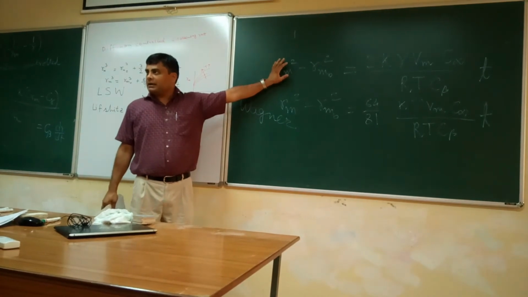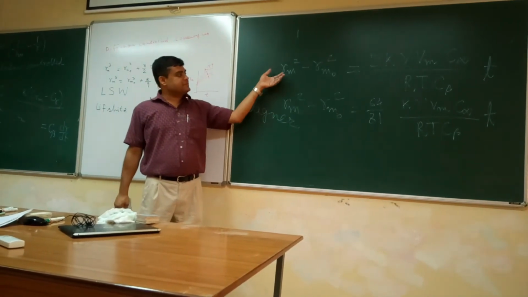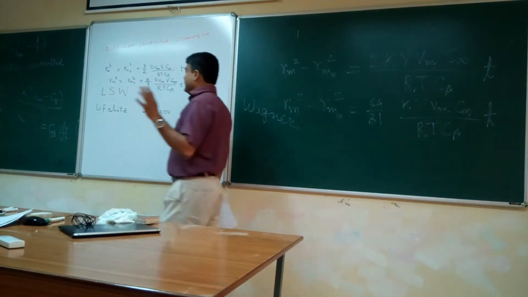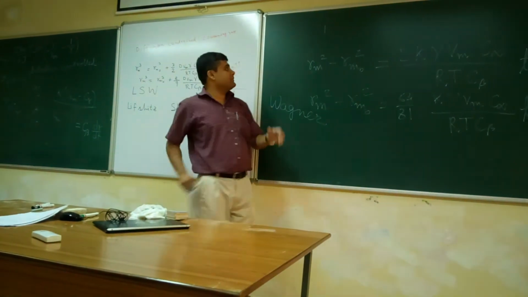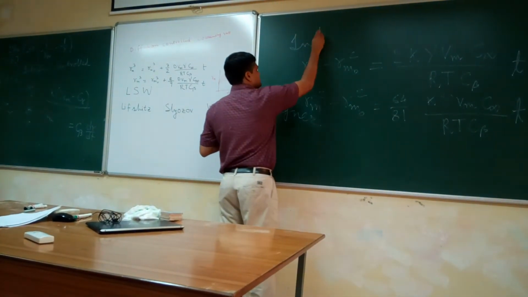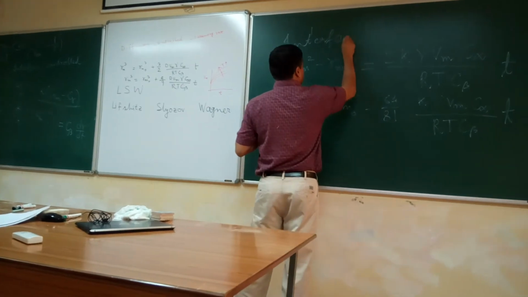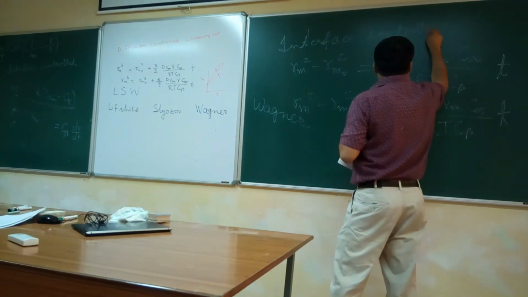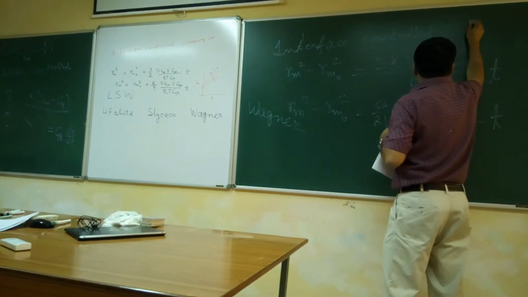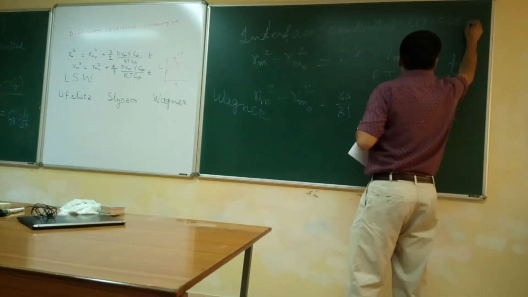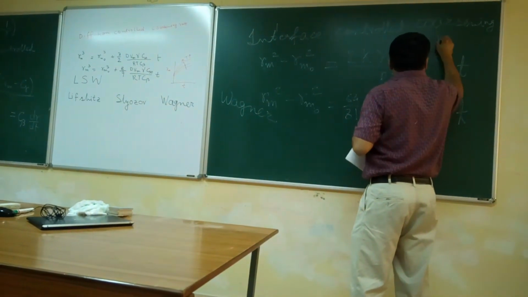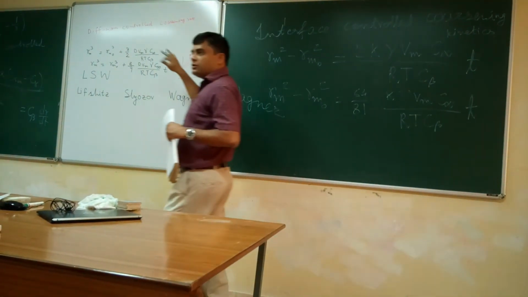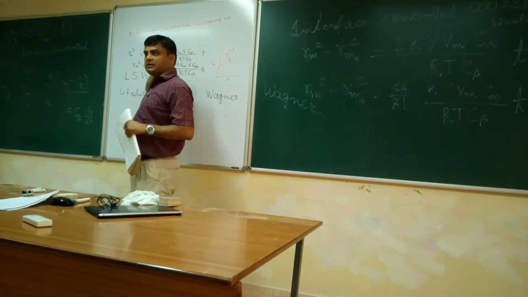Whatever it is, ultimately the expression is that Rm square varies with time this way for interface control. So this is for interface control partitioning kinetics. For diffusion control partitioning kinetics, Rm cube varies with time this way.